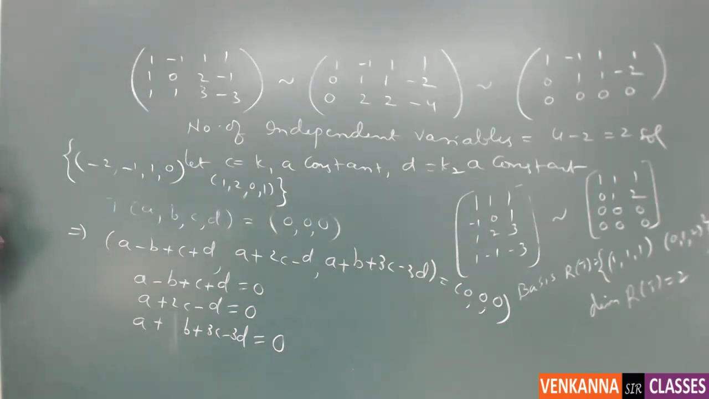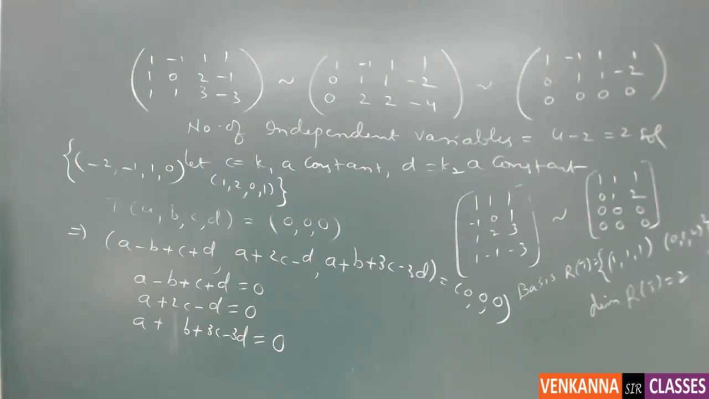(-2, -1, 1, 0) is one vector, and (1, 2, 0, 1) is the other vector. So I will say k1 into this vector plus k2 into this vector will come. So this is the basis for N(T). In other words, you have computed a basis for the solution space, N(T).